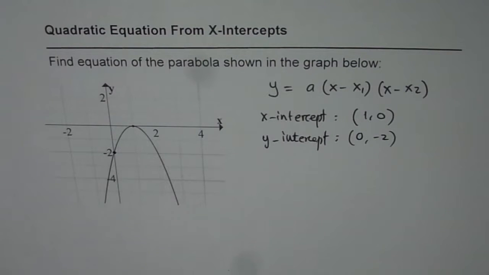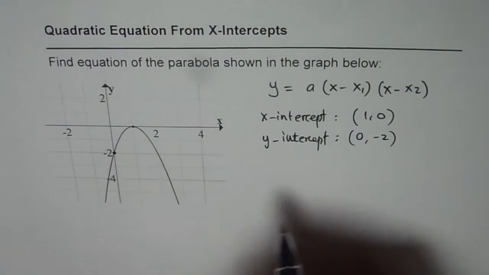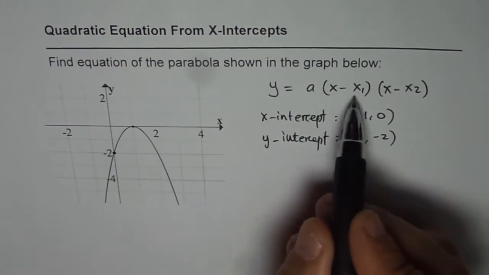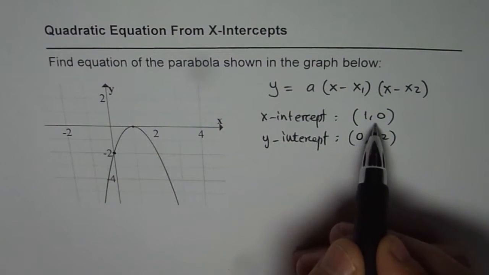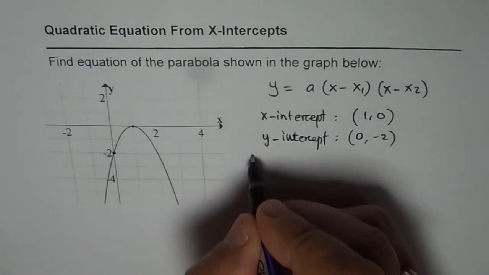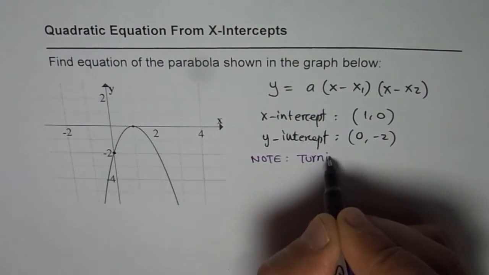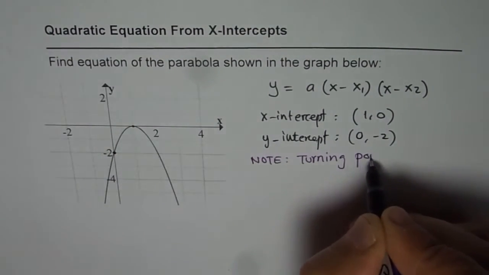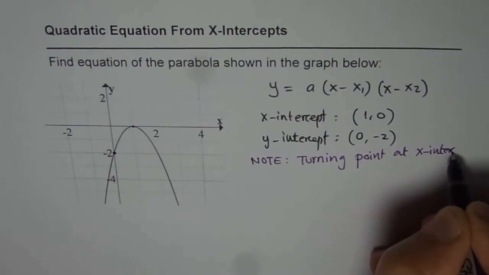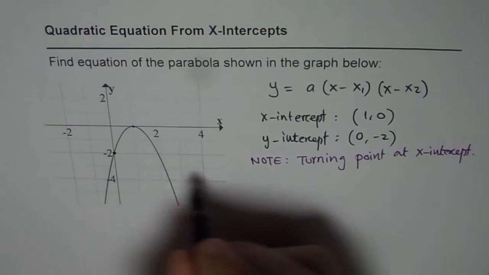Okay. Now what we notice is that if there is a turning point at the x-intercept, that means both the roots are at one point. Correct? So since there is a turning point, that's an important note. Turning point at x-intercept. It means that the order of this zero is 2.